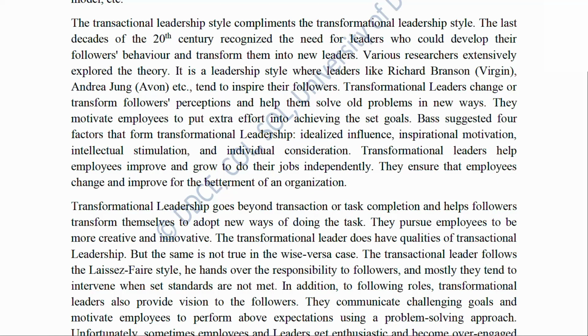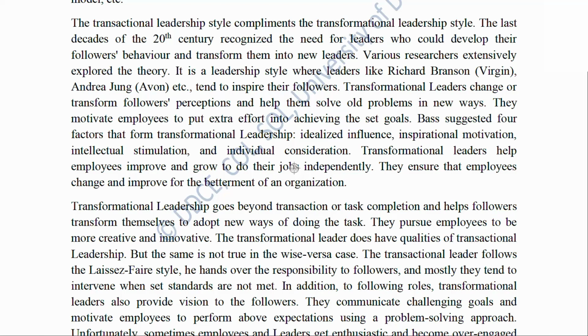The last decades of the 20th century recognized the need for leaders who could develop their followers' behaviors and transform them into new leaders. Various researchers extensively explored the theory. It is a leadership style where leaders like Richard Branson and Andrea Jung, etc., tend to inspire their followers.